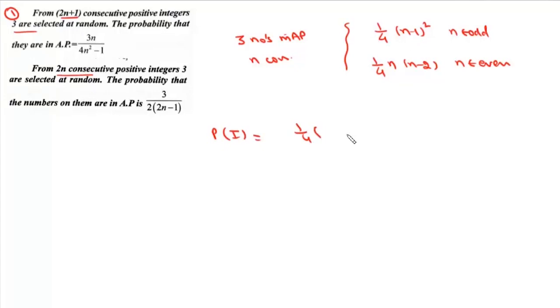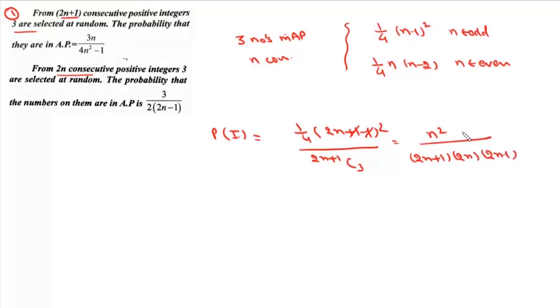Now n in this case is 2n plus 1. So it will be 2n plus 1 minus 1 whole square divided by the total number of ways of selecting 3 from 2n plus 1, so it will be 2n plus 1 C3. Now this 3 and 3 will cancel. So we'll get n square upon, now this is 2n plus 1, 2n, 2n minus 1, and here it is this 6. Now n and n will cancel. Now this is 3. So this value will be 3n upon 4n square minus 1, which is our first result.